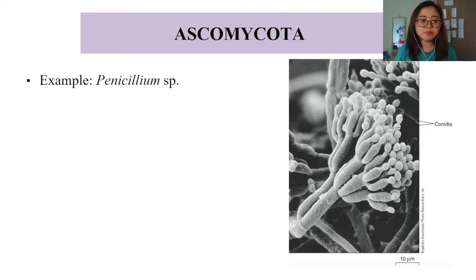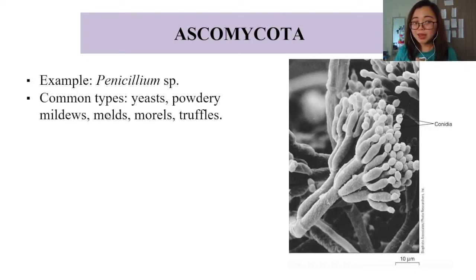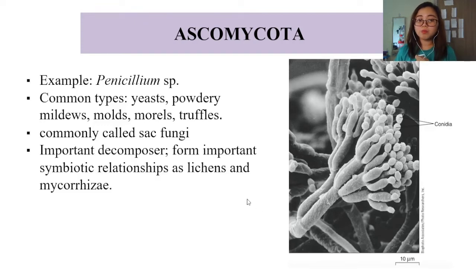A common example in Phylum Ascomycota is Penicillium species. And common types of Ascomycota that we will see are yeast, powdery mildews, mold, morels, and truffles. And they are also commonly called as sac fungi. Sac, S-A-C, bermaksud kantong. They are important decomposers in our environments, and they can also form important symbiotic relationships with other organisms. Example, they can be lichens and mycorrhizae.